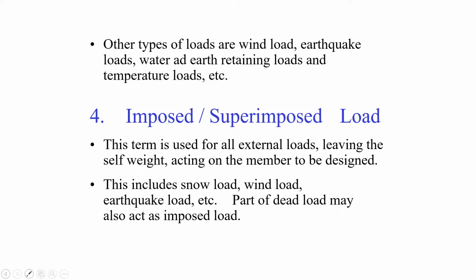Imposed or superimposed load. This term is used for all external loads, leaving the self-weight acting on the member to be designed. Except the self-weight, all other loads are superimposed loads. This includes snow load, wind load, earthquake load. Part of the dead load may also act as imposed load.